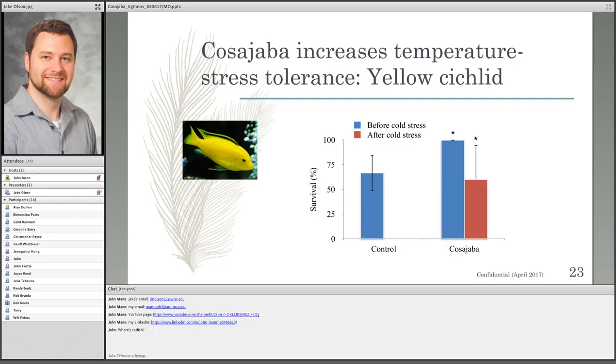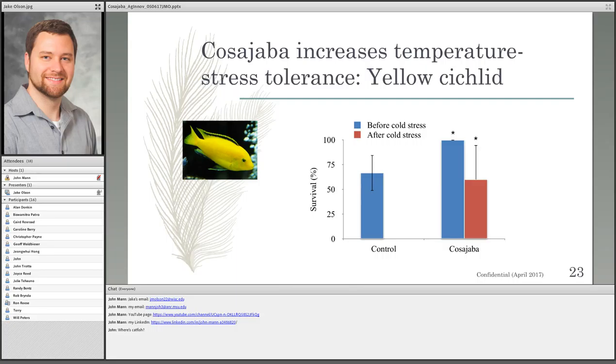But as a second little side project that we thought would be kind of fun in the lab, we had some yellow cichlids that were being raised, and we thought, since we have the fish and we're doing some pilot studies, why don't we just start feeding these guys a little bit and assess some growth? And so we started this trial very similar to the fathead minnow trial for collecting pilot data. And unfortunately, what happened by accident is these fish were subjected to a pretty substantial cold stress.